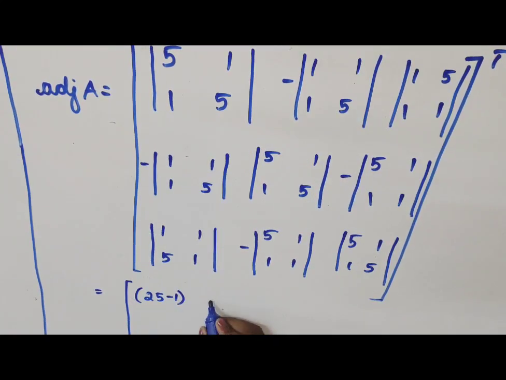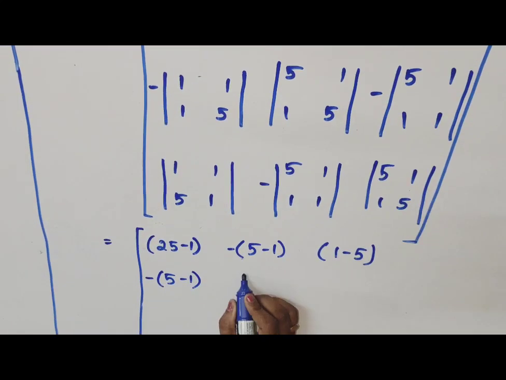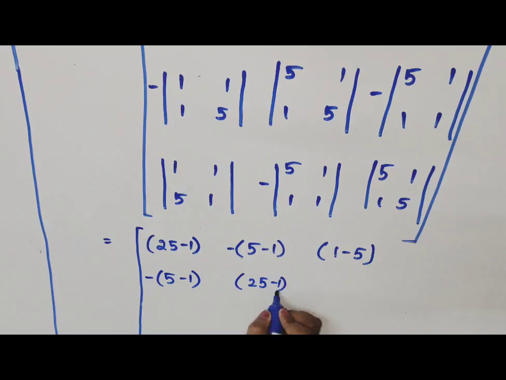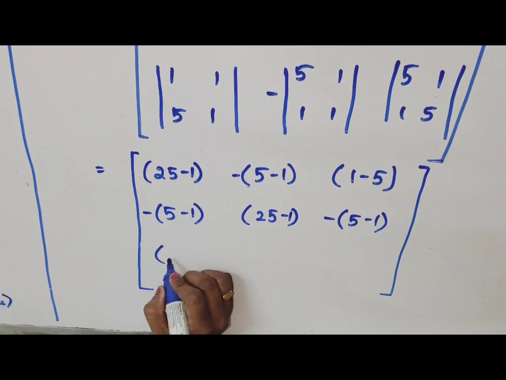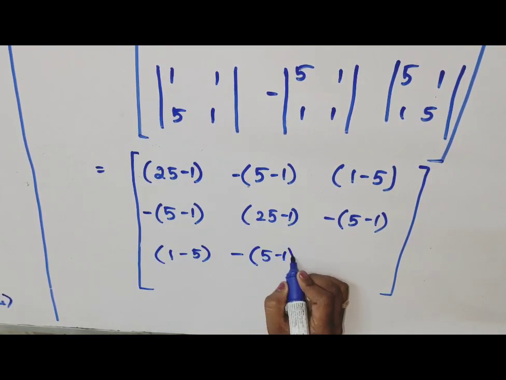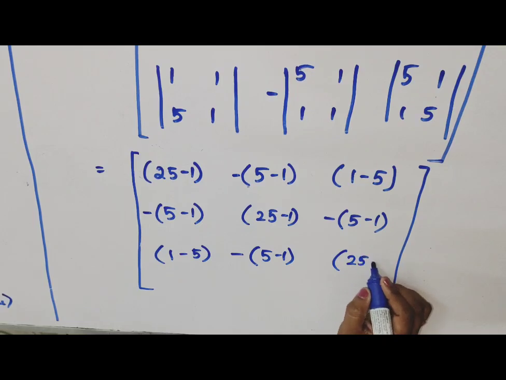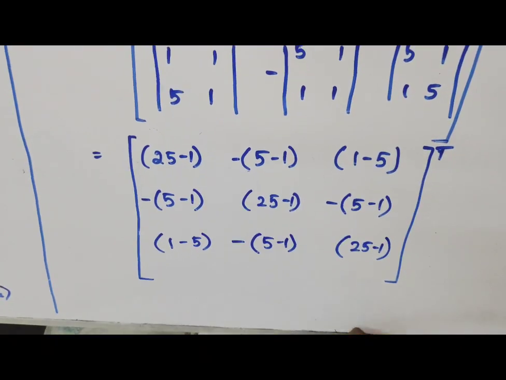Minus 1. Minus we will have it outside. 5 minus 1, 1 minus 5. Next is minus, we will have it outside. 5 minus 1, 25 minus 1. Next minus we will have it outside. 5 minus 1. Next 1 minus 5, minus 5 minus 1, 25 minus 1. At last we have to take the transpose.